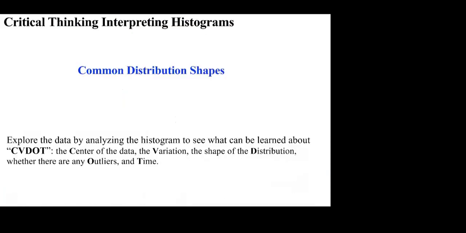When we do histograms, here's what happens. We explore the data by analyzing the histogram to see what can be learned about CVDOT. C stands for the center of the data. V stands for the variation. D is for the distribution. O stands for the outliers. And T is time.